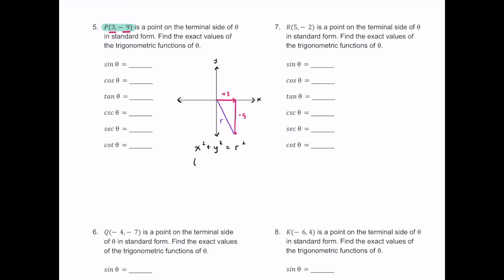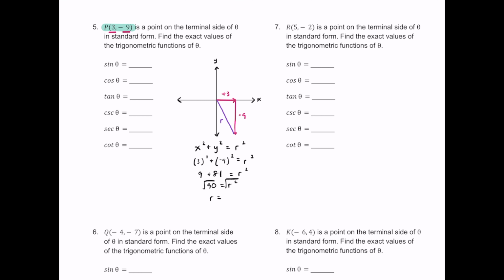X squared is going to be positive 3. We'll square that plus this negative 9, and we'll square that, and that's going to equal r squared. 3 squared is 9. 9 squared is going to be 81. That's equal to r squared. Now 9 plus 81 is 90, so we have 90 is equal to r squared. Then we have to go ahead and take the square root of both sides here.